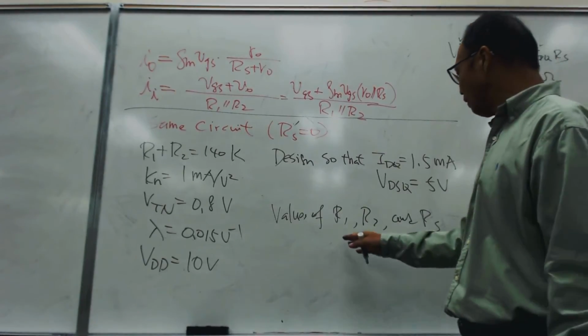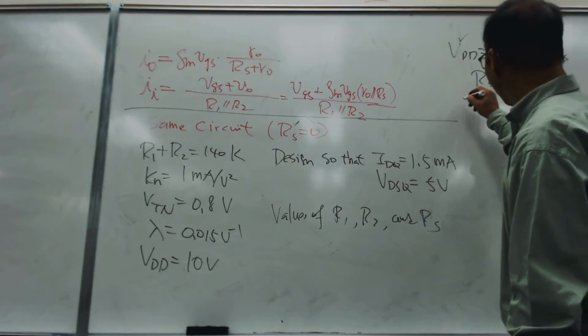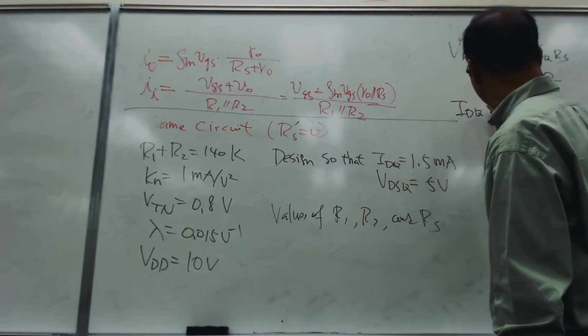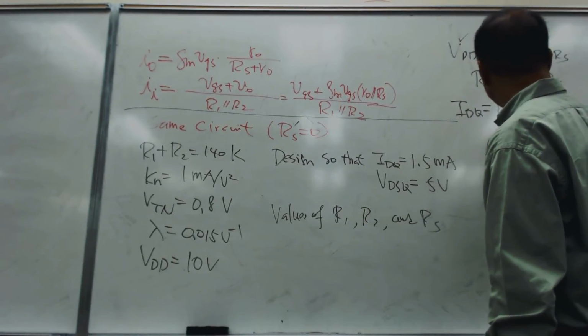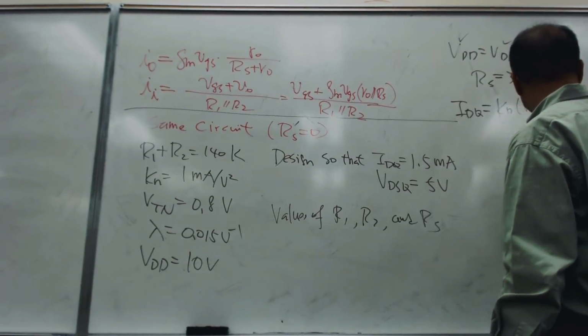Now let's try to figure out what are the values of R1 and R2. I know that this equation, IDQ equals Kn times VGSQ minus VTN squared.